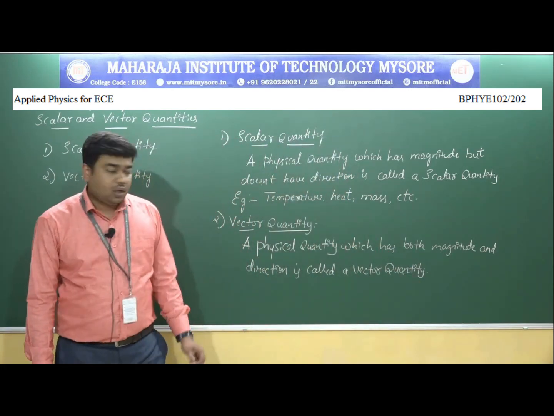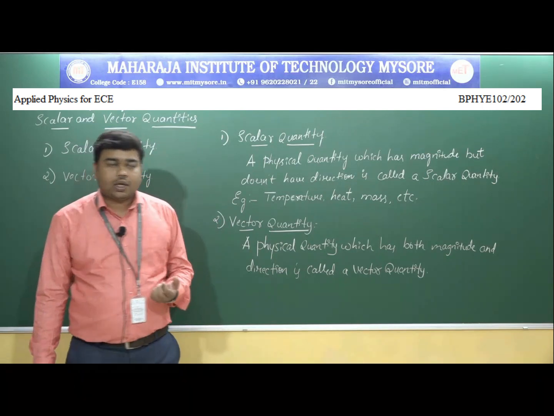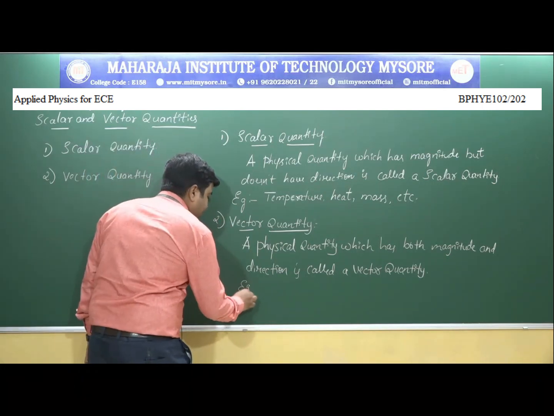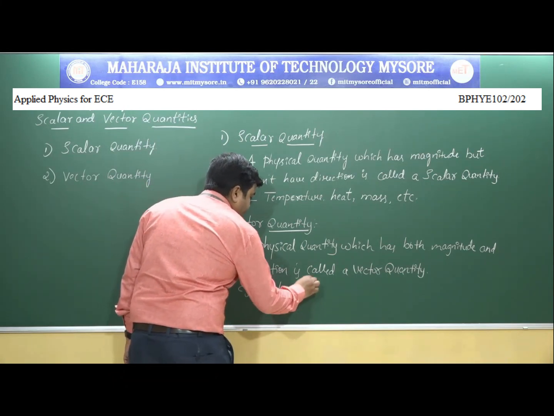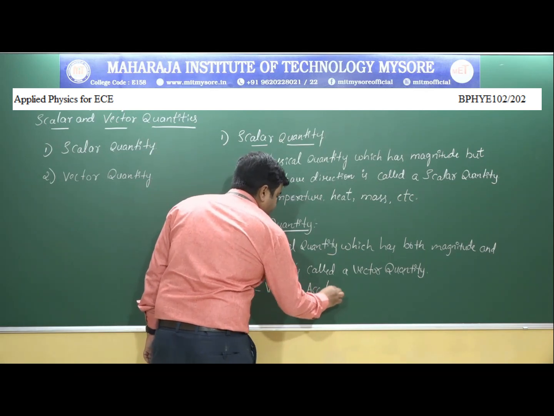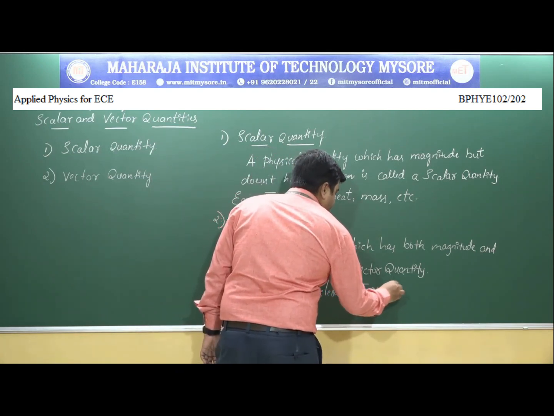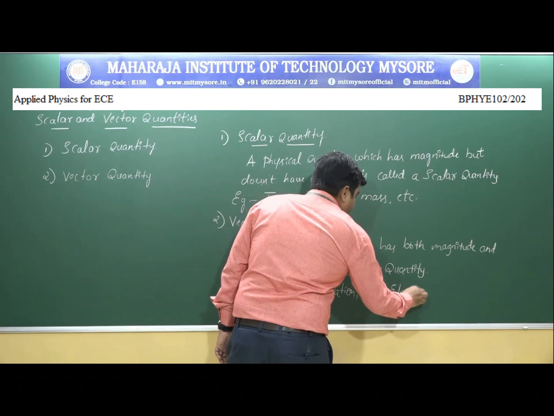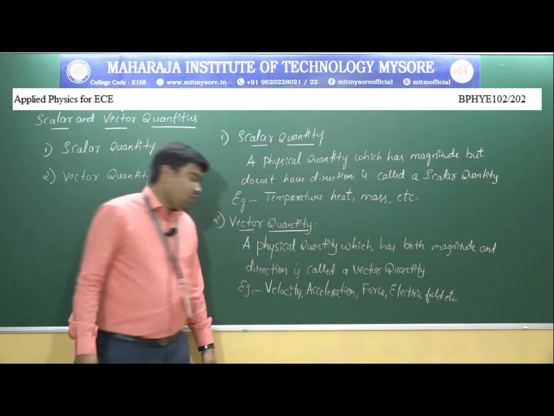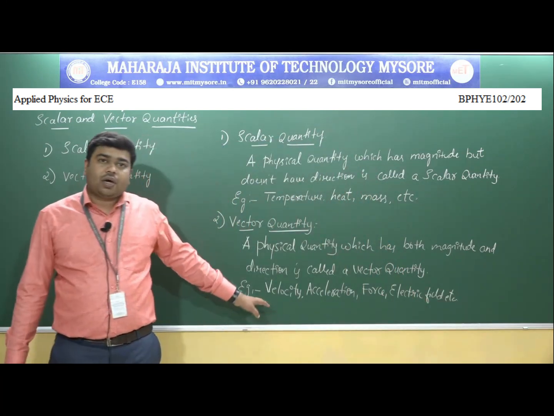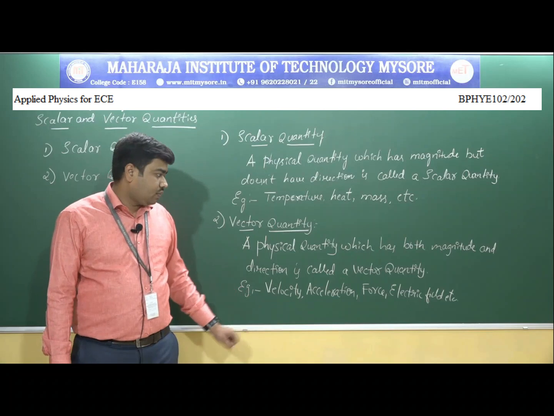Now, in the case of vector quantities, all those vector quantities can be defined by both their magnitude as well as direction. For example, we have velocity, acceleration, force, electric field, etc. So, all these physical quantities can be defined by their magnitude, and they will also have a particular direction.